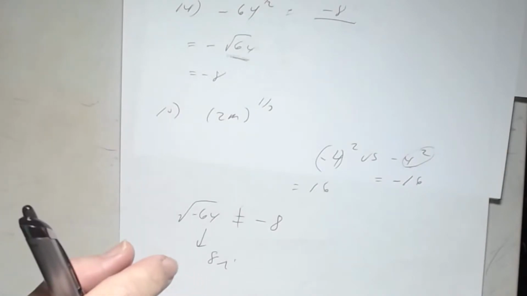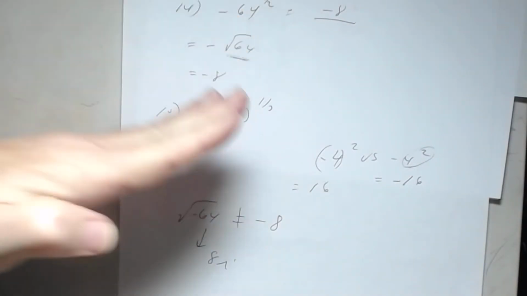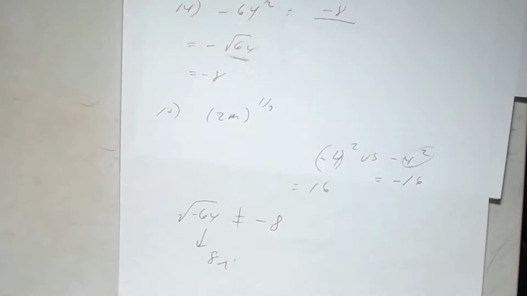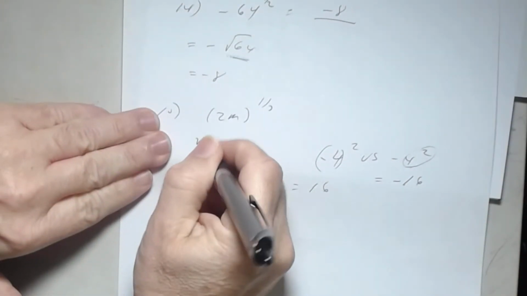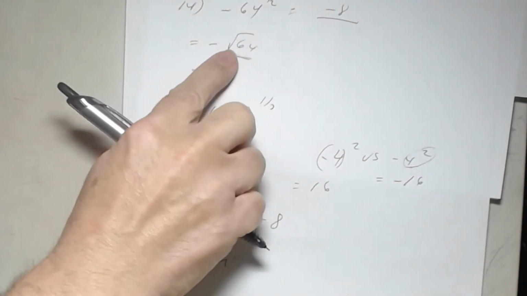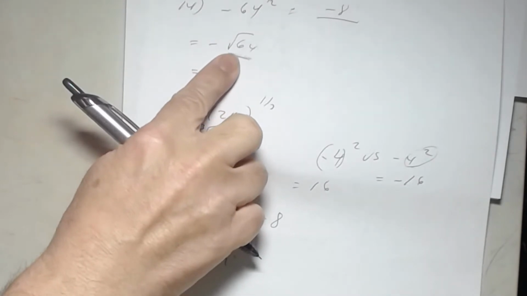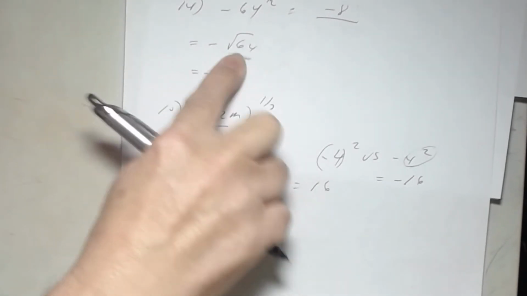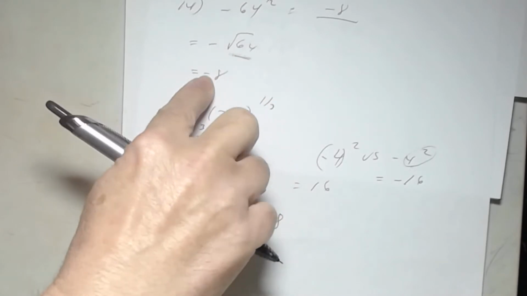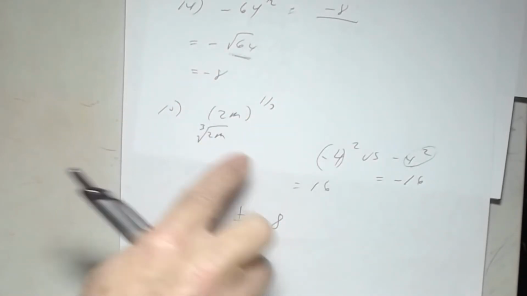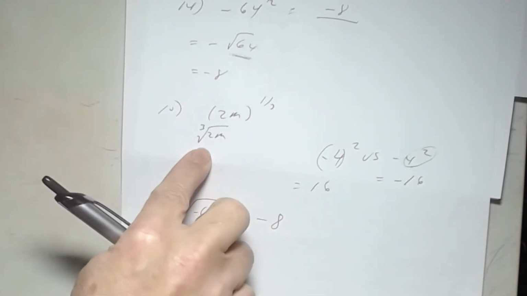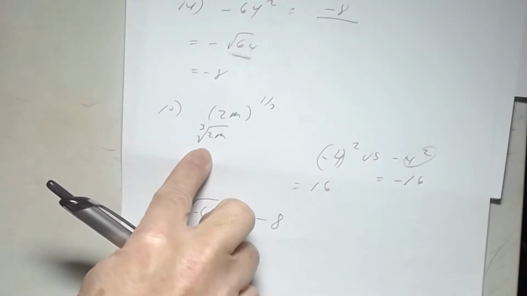The direction says write as a radical. So the cube root of 2m. So we wrote this as a radical. Then it says simplify if possible. Could I have simplified this right here? Yes. So I get the cube root of 2m. Then it says simplify if possible. Can I simplify this?